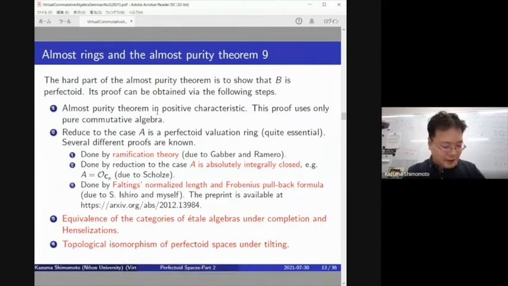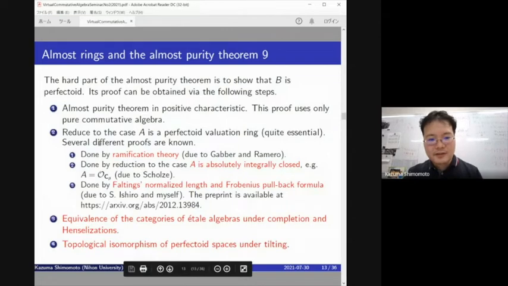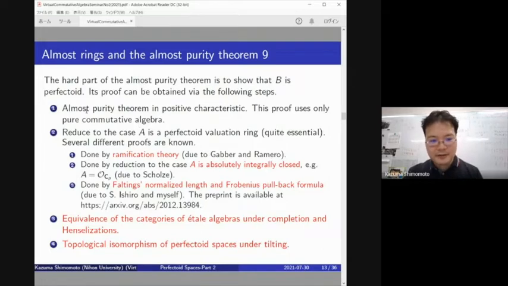Also, let me tell you something about the proof of the almost purity theorem. There's also the version in characteristic p, and you can find it, for example, in Gabber-Ramero's almost ring theory or Bhatt's lecture notes. In any case, you can formulate the almost purity theorem in positive characteristic, but this is quite easy. The proof uses only standard commutative algebra. However, this version is mixed characteristic, which is much harder.